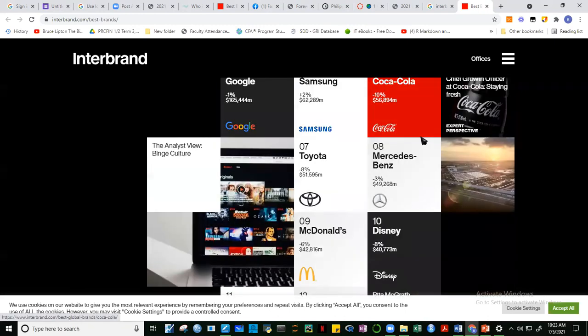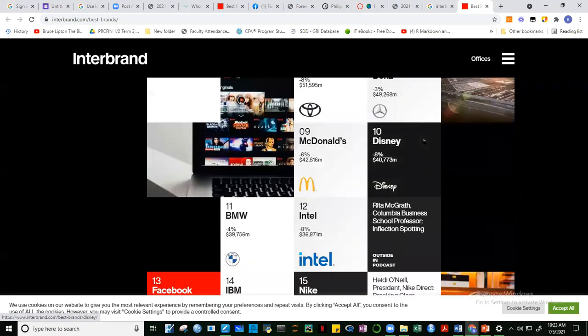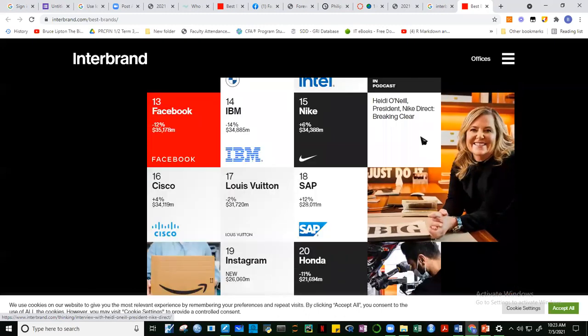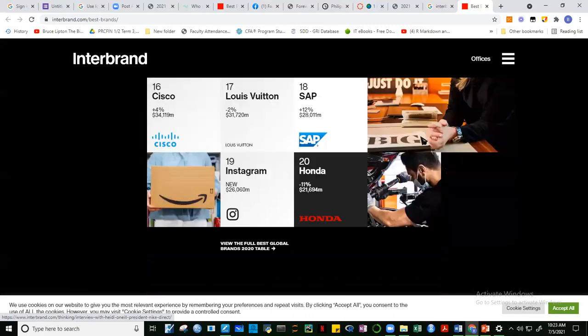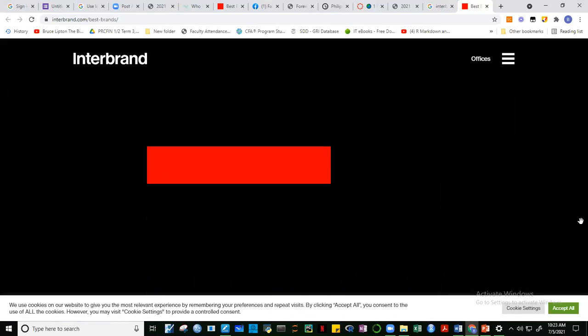Consistent, no? Si Toyota, si Mercedes-Benz, si McDonald's, si Disney. Okay? And then you have here the top 100 brands. Okay? IBM, Louis Vuitton, etc. So in this report, you can see there the best brands, yung value nila. Okay, and I'll leave you guys to read how Interbrand is able to compute for this.